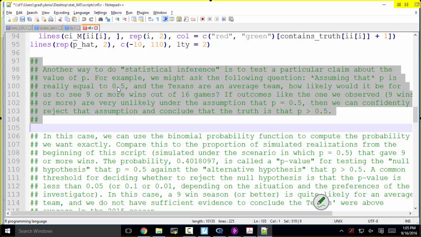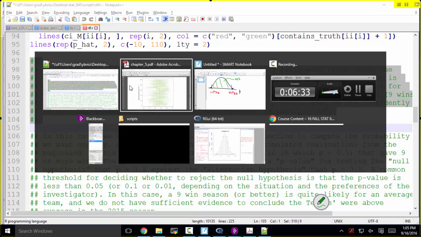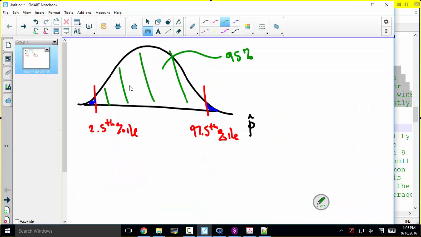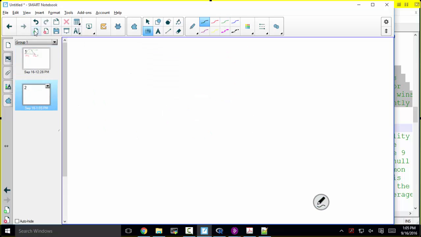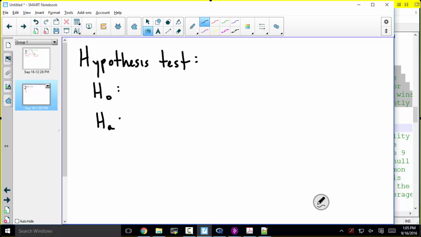Okay, so what we always do in a hypothesis test is we formulate our problem in terms of two competing hypotheses. The null hypothesis is that the parameter of interest, whatever that is, takes a specific value.